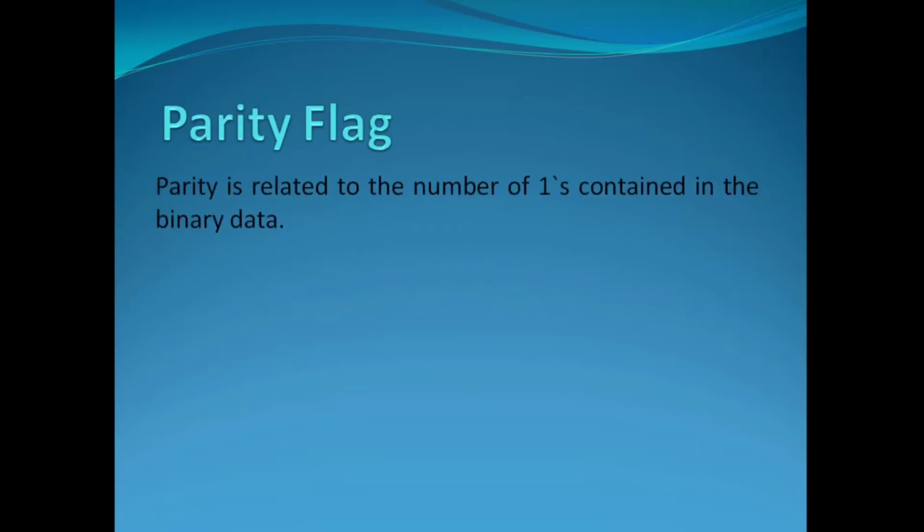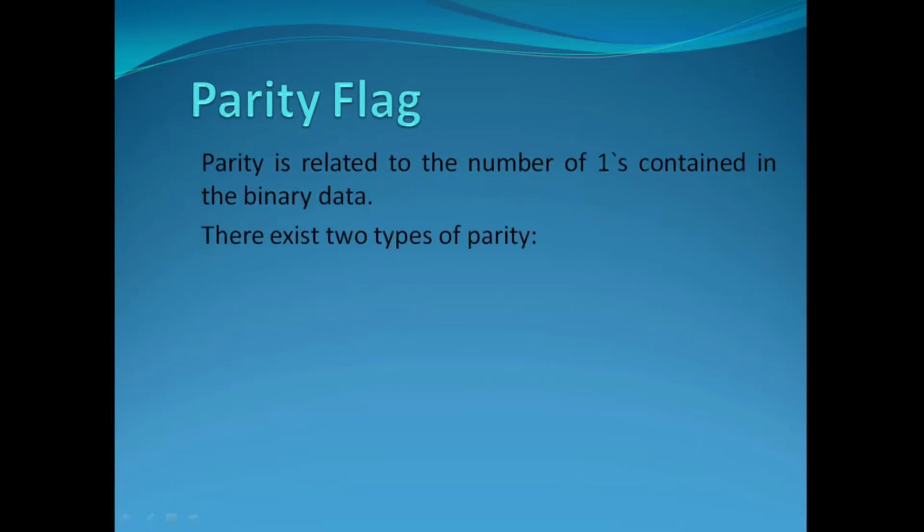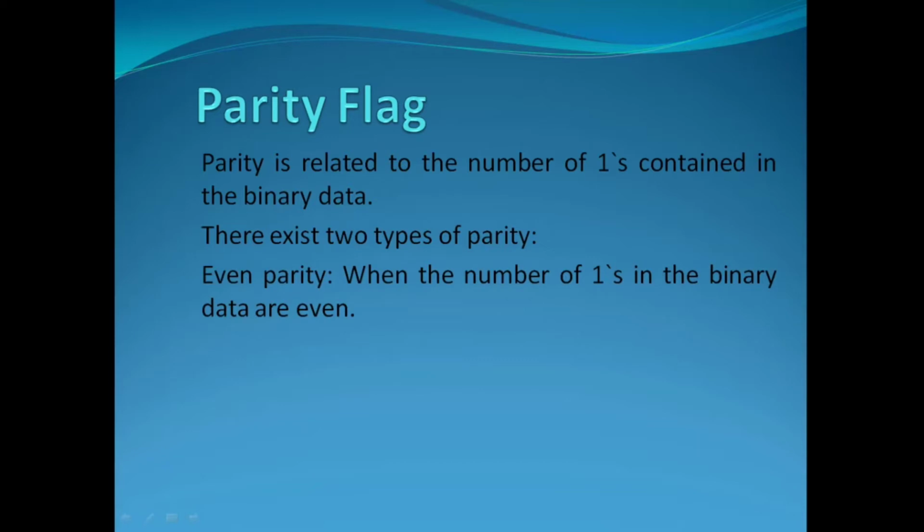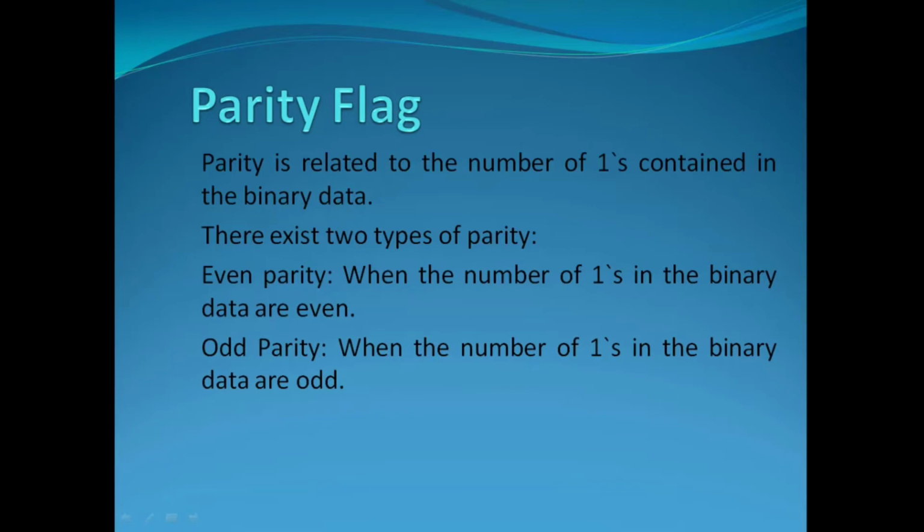Parity flag. Parity is related to the number of ones contained in the binary data. There exist 2 types of parity, even parity and odd parity. Even parity is when the number of ones in the binary data is even, and odd parity is when the number of ones in the binary data is odd. This is the even parity flag. When the result has an even number of 1s, it will be set to 1. Otherwise, 0 for an odd number of ones.